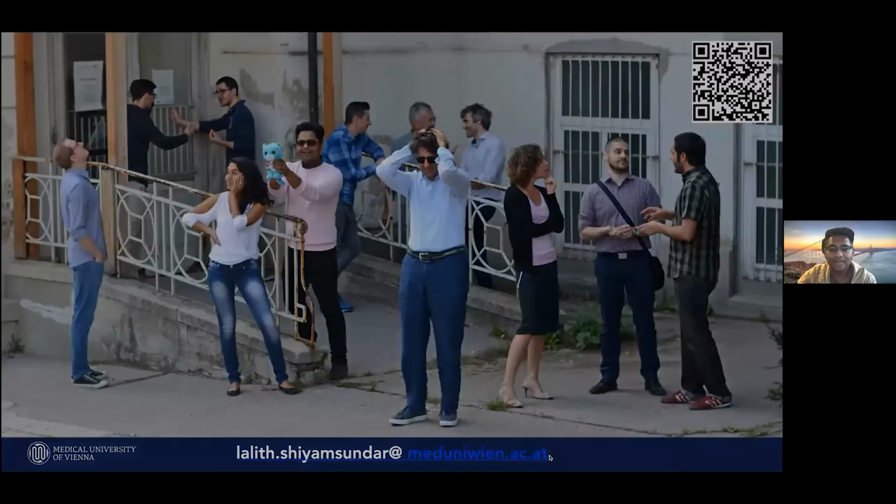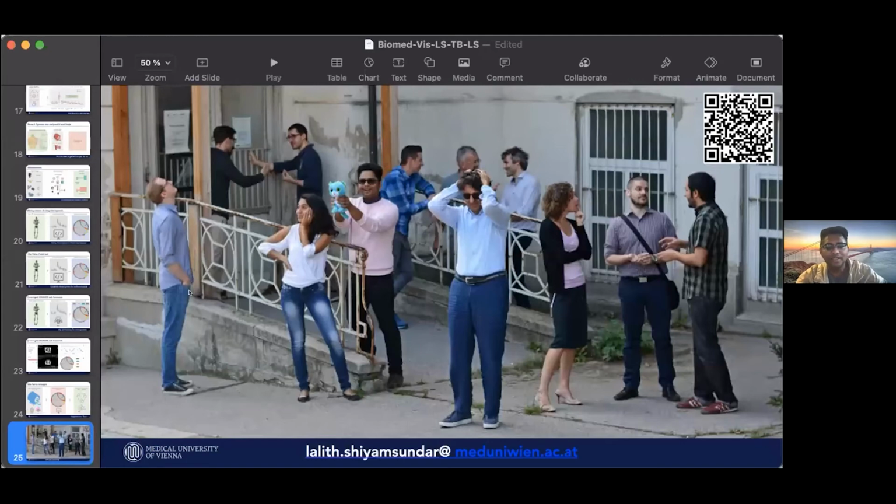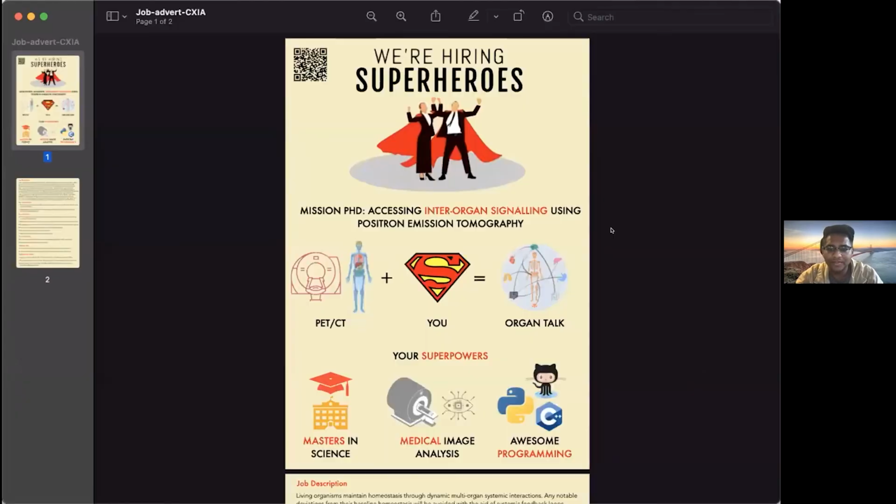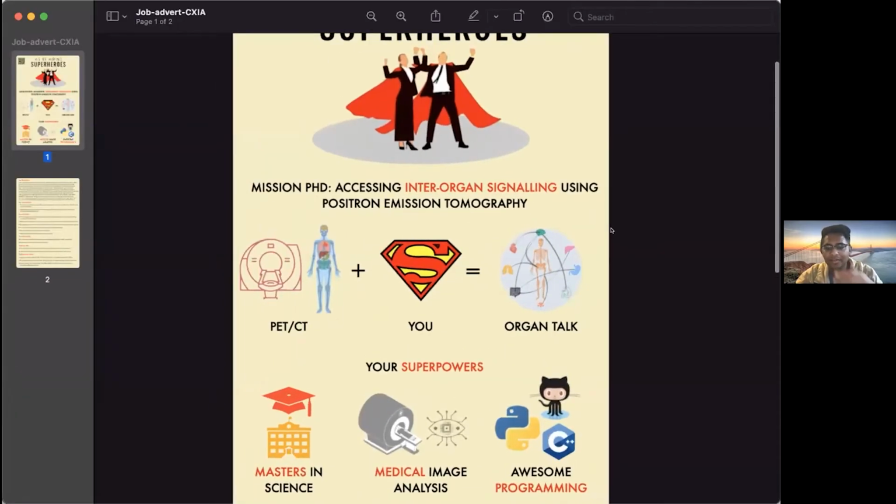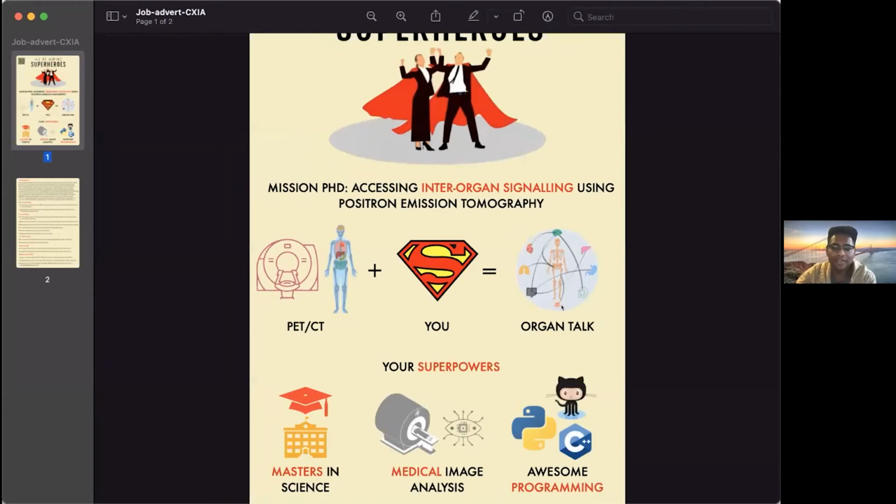We also have a position which I would like to share. We have a new PhD position for an innovative project where we are again talking about visualizing inter-organ communication. So kindly reach out to me or Thomas in case you're interested. Thank you.